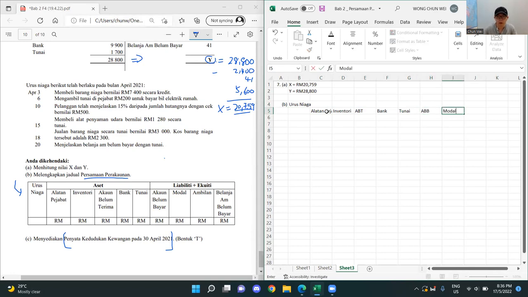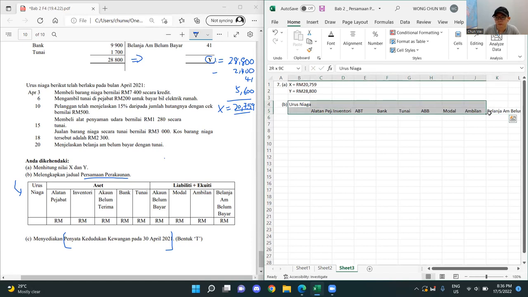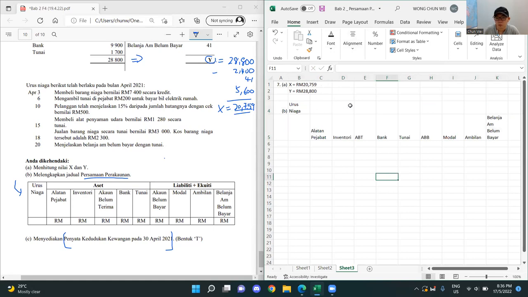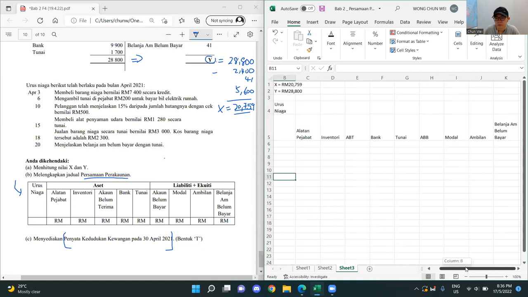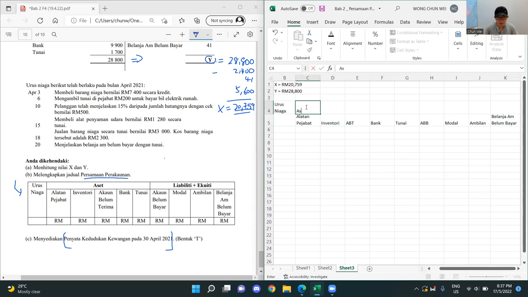ABT, modal, ambilan. This is a belanja belum bayar. Okay, then this is the asset. And then here is a liability plus equity.